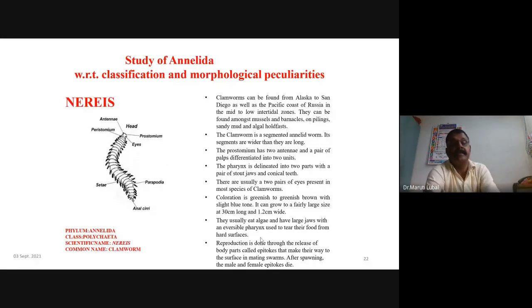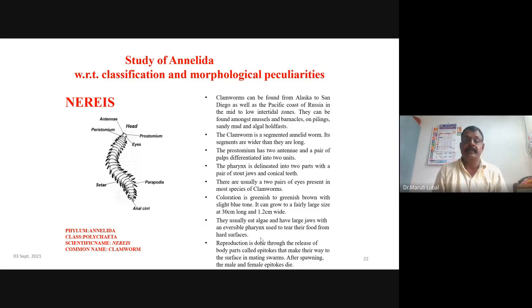Next animal is Nereis, also called clam worms, which can be found from Alaska to San Diego, as well as the Pacific coast of Russia in the mid to low intertidal zones. Nereis can be found amongst mussels and barnacles on pilings, sandy mud, and algal holdfasts.